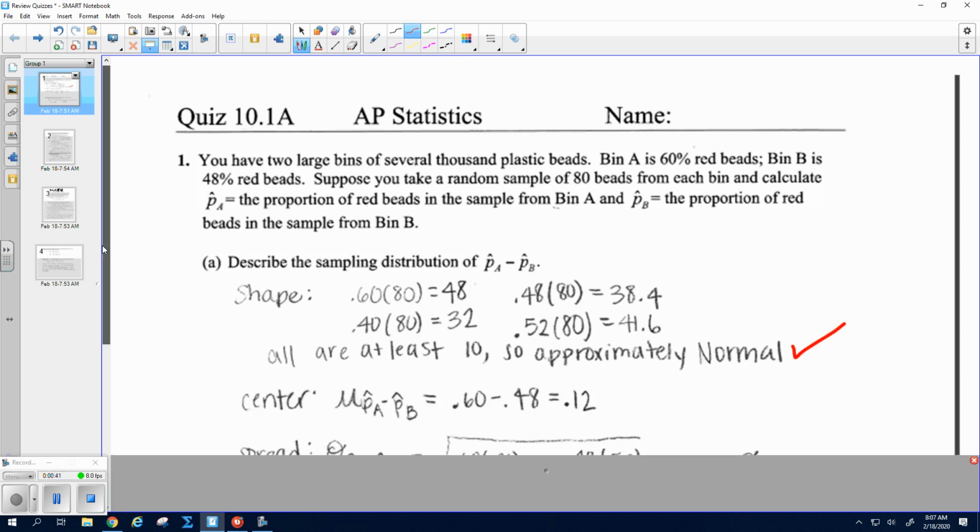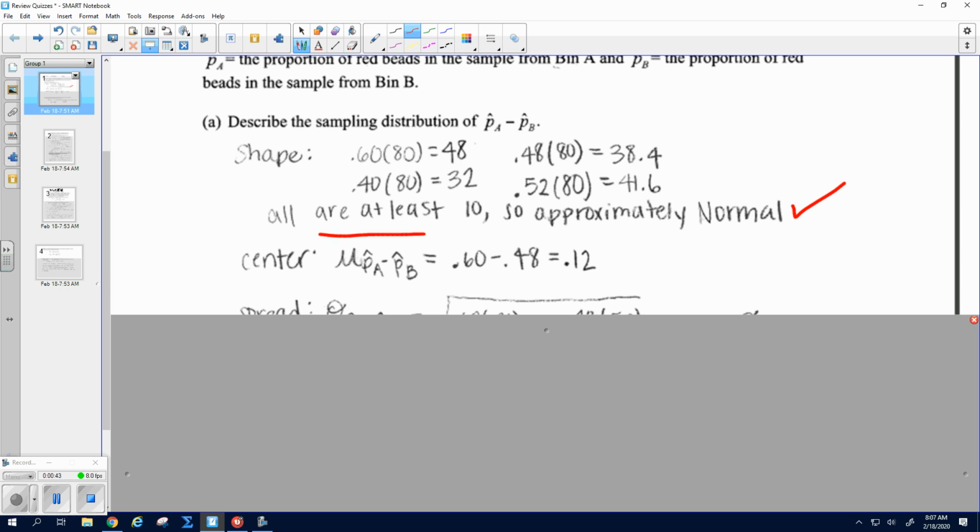Okay, for the center, be sure you show this notation. I will check this on the test. So mu of p-hat A minus p-hat B. So be sure you do bin A minus bin B. So 60% minus 48% is 12.